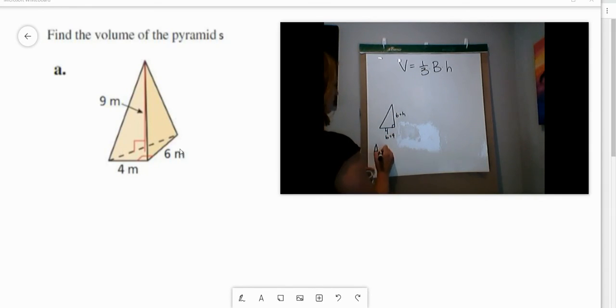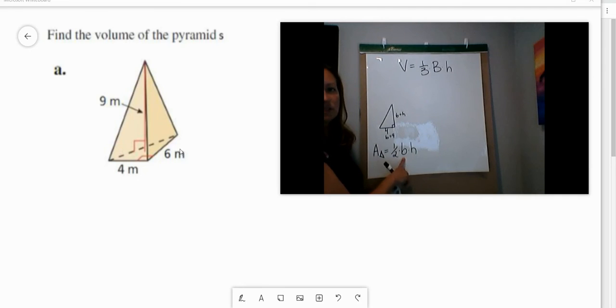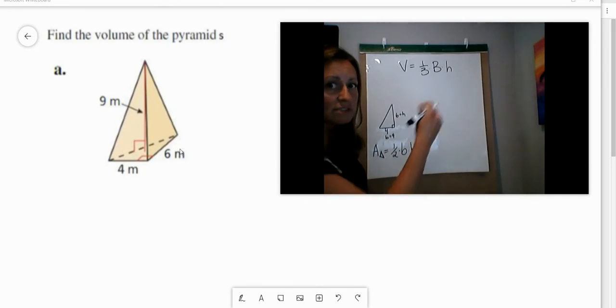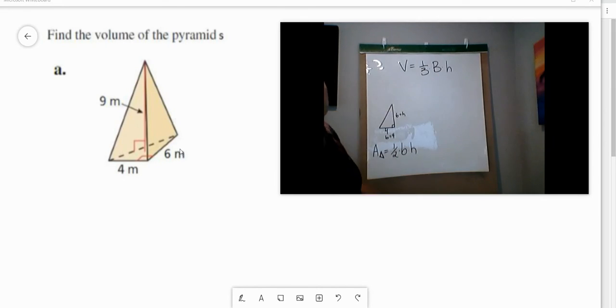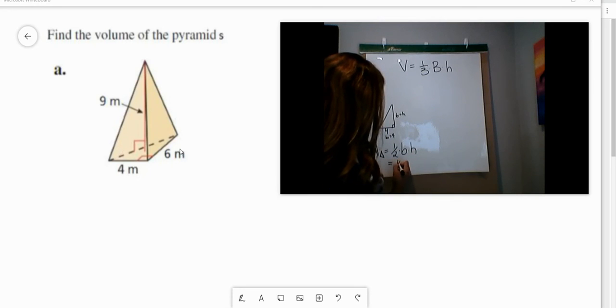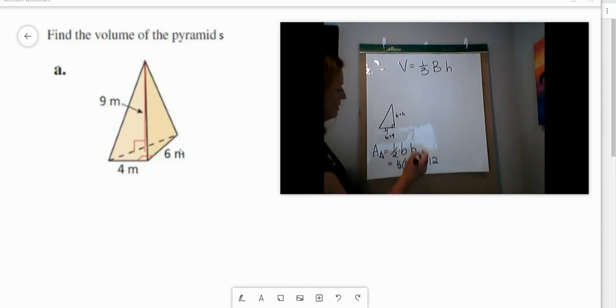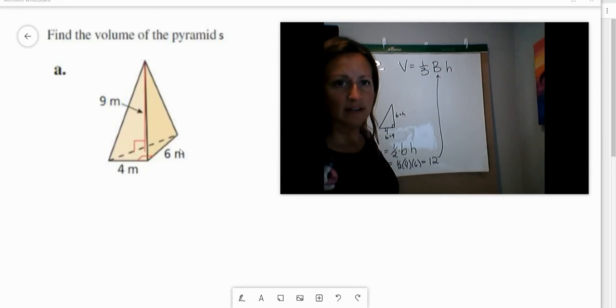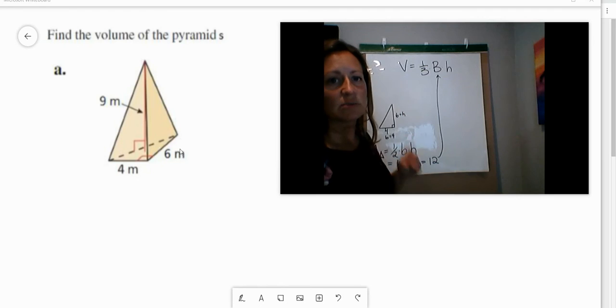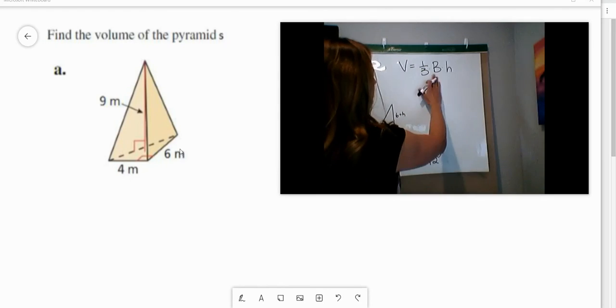For the area of a triangle formula, 1/2 base times height. I'm using lowercase b because it's just the base of a single polygon, not a whole solid. Capital B is the base of a solid, which represents an area. Okay, so 1/2, 4 times 6, that's 24. Half of 24 is 12. That's what's going in for B. And then the height of the pyramid is the altitude, and they've actually drawn it in there, that little red line, and they've labeled it as 9. So we don't have to calculate anything there.